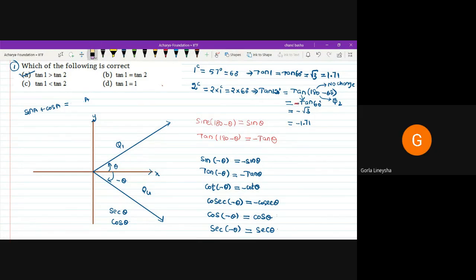Sir, cos A is not under the root. Root 2 cos A. You are asking to find the value of tan A. Divide by cos A on both sides. That's it, your problem is completed. Just divide by cos A on both sides. Cos A cancels here, cos A cancels here. Tan A is equal to root 2 minus 1. Clear?